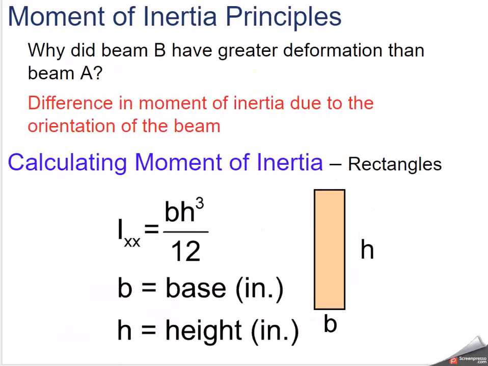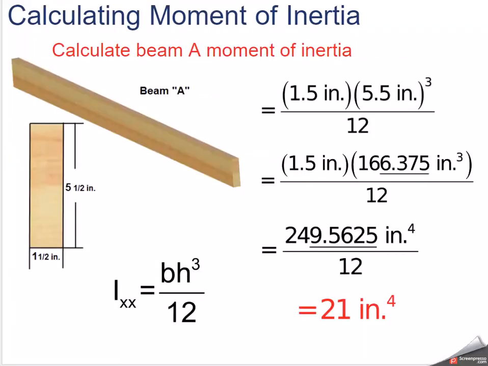So the formula for moment of inertia is the base times the height to the third all over 12. Or we should say the height to the third times the base all over 12. All of that being based in inches. So let's go ahead and calculate it for beam A. The base is 1.5. The height is 5.5. 1.5 times 5.5 to the third over 12 gives us approximately 21 inches to the fourth. So the moment of inertia of beam A is 21 inches to the fourth.